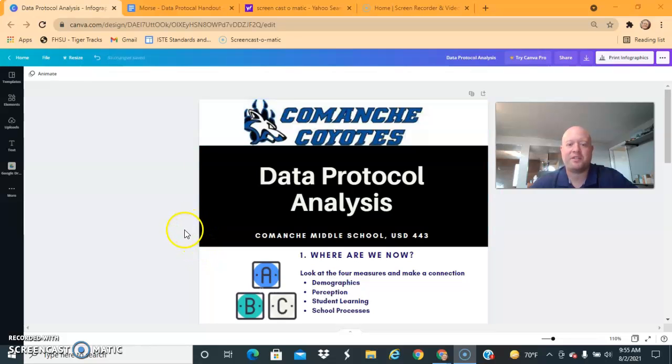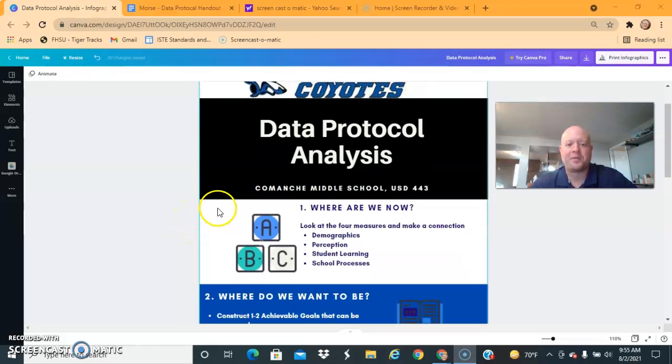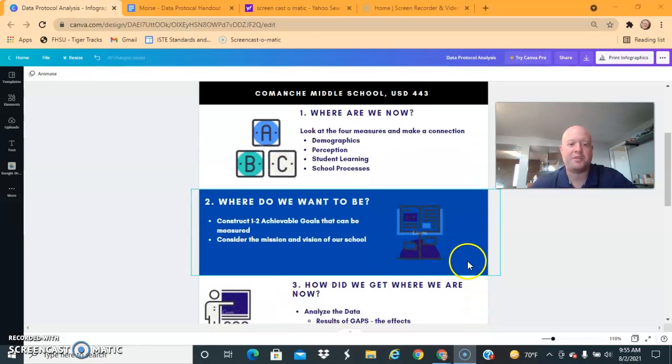As you can see, I've created an infographic here for my school. So step number one, where are we now? I would ask my staff to look at the four measures and make a connection of the demographics data, perception data, student learning data, and the school processes data. Step number two, where do we want to be?